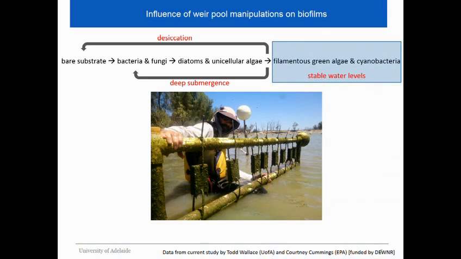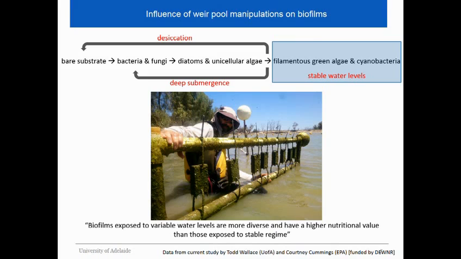In stable weir pools, or in weir pools where there are stable water levels, what you tend to see is a succession towards filamentous green algae and cyanobacteria, which is not a desired outcome. It's a low quality resource for the food web. And it is intended that weir pool manipulations would help to reset these processes. So you would expect that weir pool raising would reinstate deep submergence and drive biofilms back to being dominated by bacteria and fungi, and that a weir pool lowering would reinstate the desiccation process.